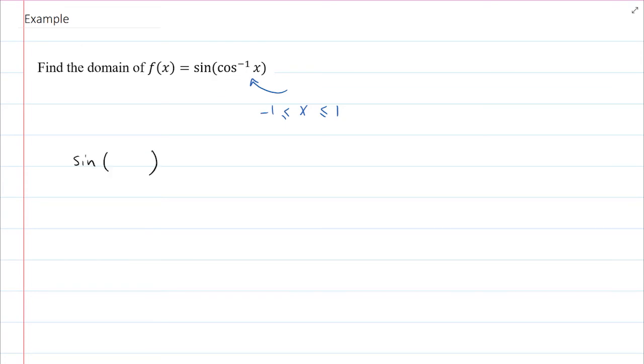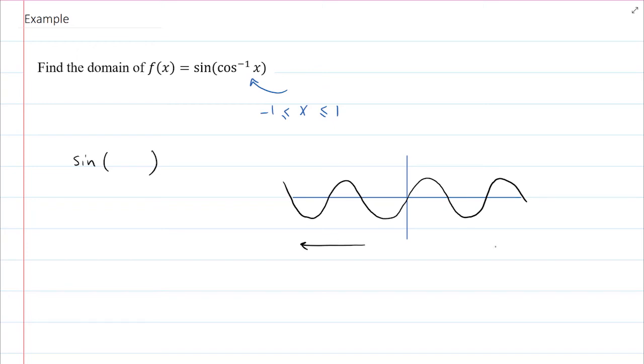Now, you remember the graph of sine. Sine by itself, the domain is from negative infinity to positive infinity. In fact, I don't have any restriction in sine, right? It goes from negative infinity to positive infinity. So the fact that I have sine here doesn't restrict my input value. The only restriction that I have comes from cosine inverse. And that cosine inverse has a restriction that x must be between negative 1 to 1. That comes from the restriction to a one-to-one function that we need to define cosine inverse.